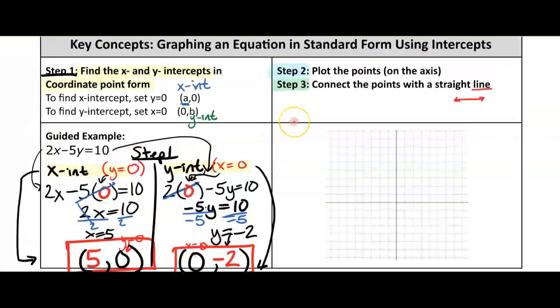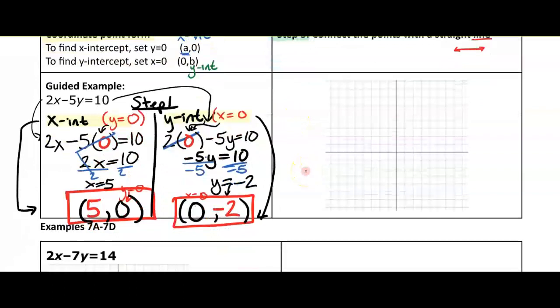The new part is that we plot those points. So if this is my y-axis and this is my x-axis, where will my x-intercept be? On the y-axis or the x-axis? It'll be on the x-axis, and it's positive 5, 0: 1, 2, 3, 4, 5, and 0 up or down. So that's my first point, my first intercept. And I'm just going to label this for us. We won't do this on the IXL, but I want to see this is my x-intercept.